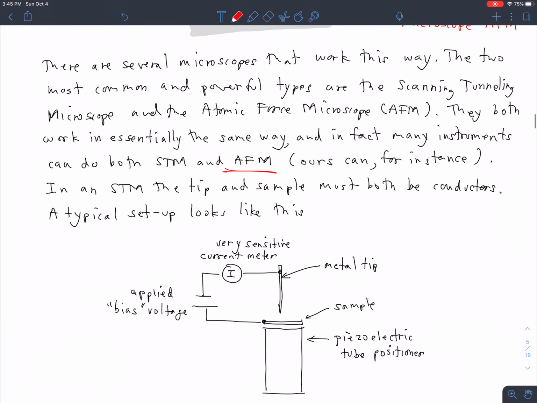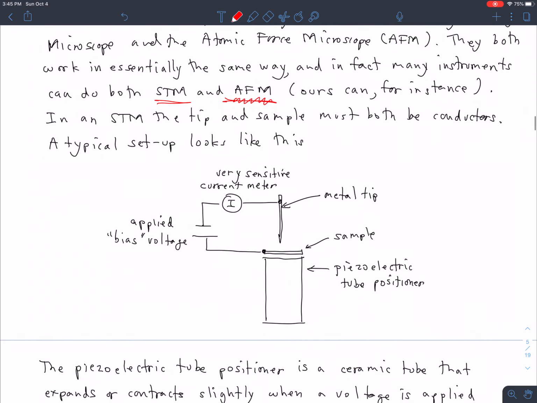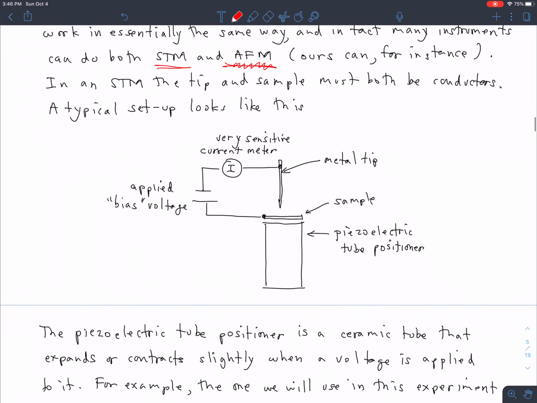Actually, in my research career, I've done a whole lot more AFM than STM, and so if you want me to talk about that, I will. But let's talk about STM since that's our instrument for today, for this week. So here's how an STM is built.